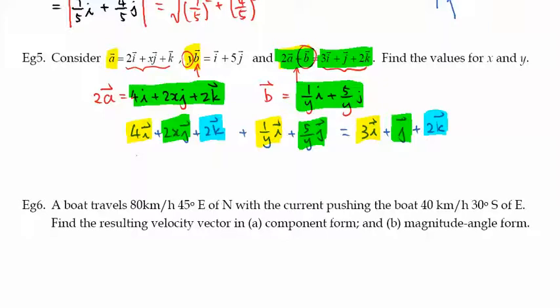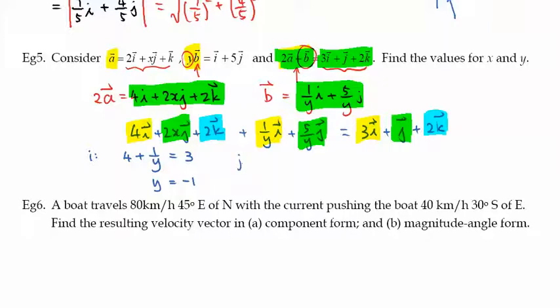Looking at the i component, we have 4i plus 1 over y i equals 3i. So looking at just the i component, the coefficient for the i component should match. So with 4 plus 1 over y equals 3, we can then solve for y. So in this case, we have y equals -1.